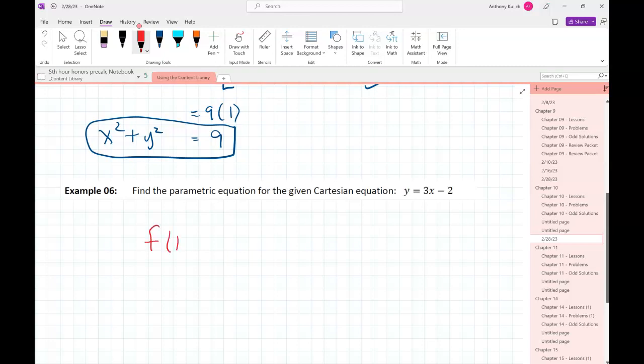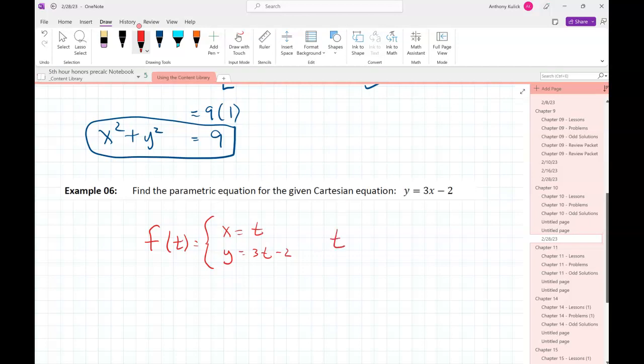So the parametric function I'm going to have, I'm just going to let x equal t. So y would be 3t minus 2. That's it, Mr. Kulik? We need one more thing still, but we've done the hard part. What thing do we still need?